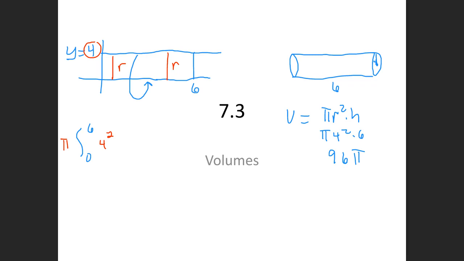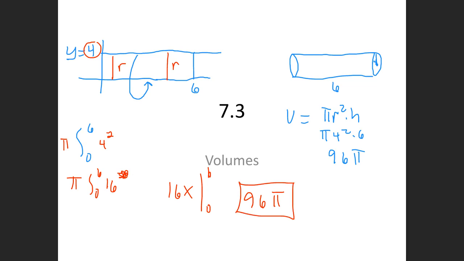So my problem, I have pi integral from 0 to 6 of 16, since 4 squared is 16. Now if I take the integral of this, the integral of 16 is 16x, on the interval from 0 to 6. Put the 6 in there: 16 times 6 is 96. I still have that pi. Lo and behold, I get the exact same volume for my answer. So this, tonight, is pi integral r squared.